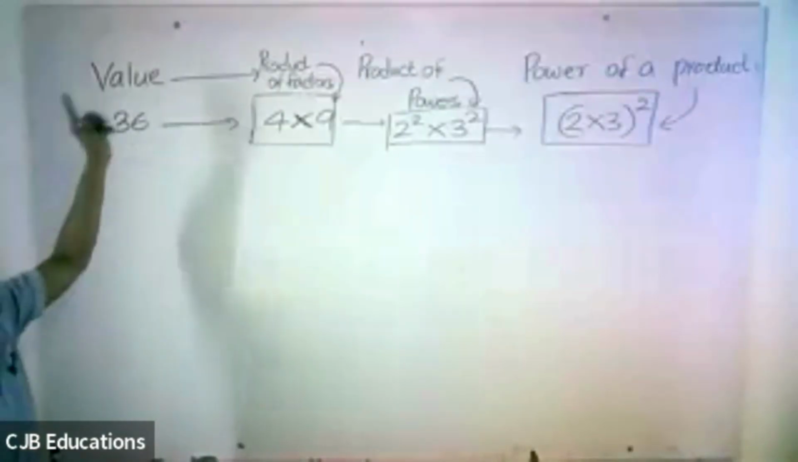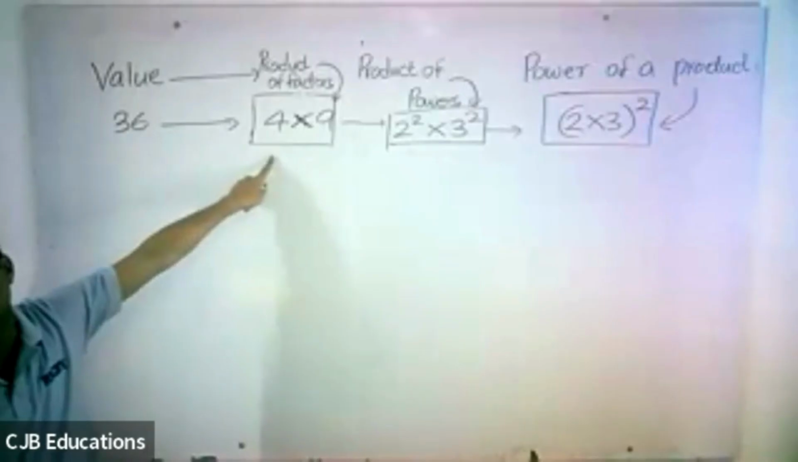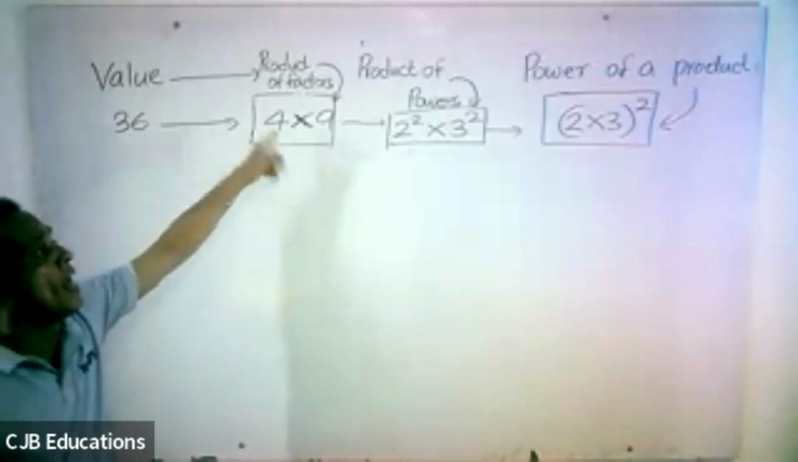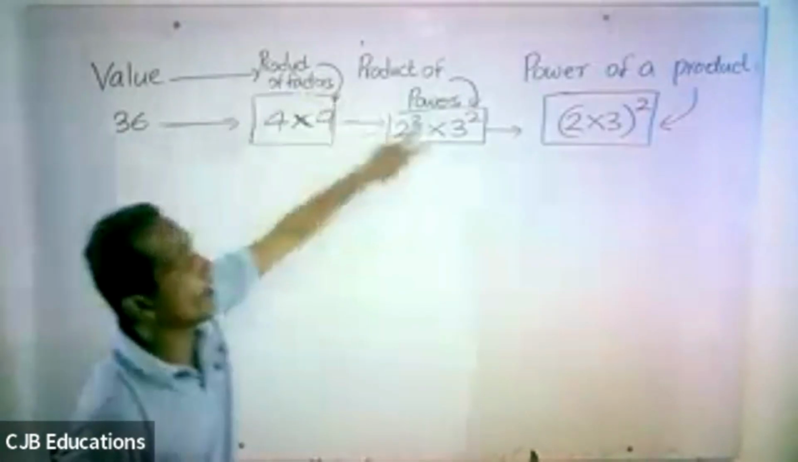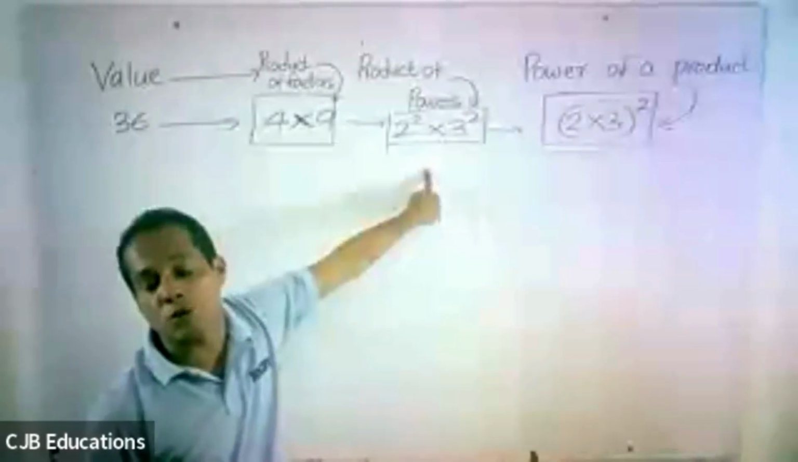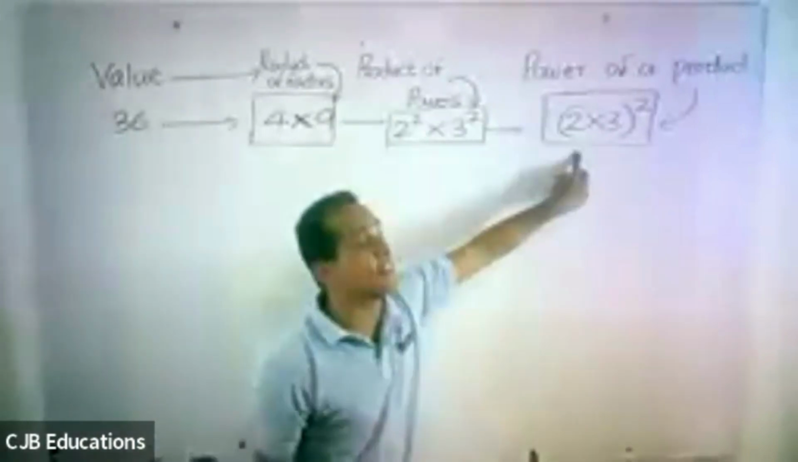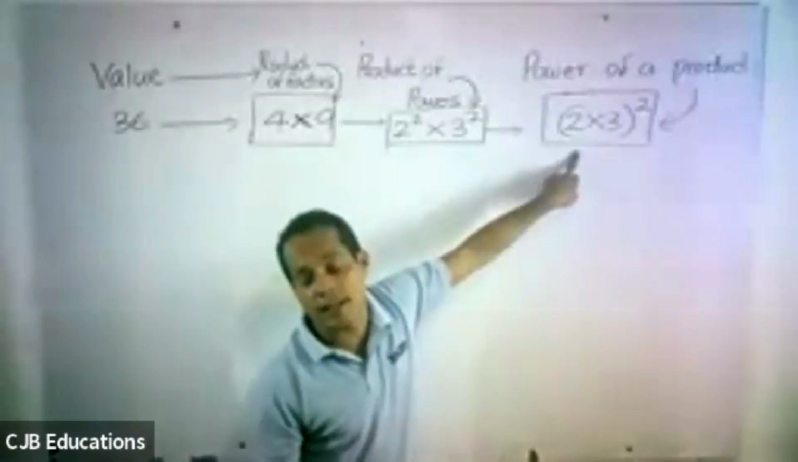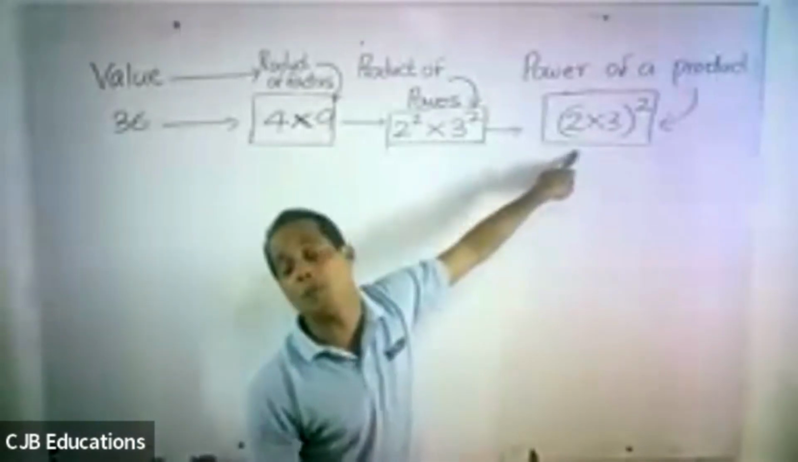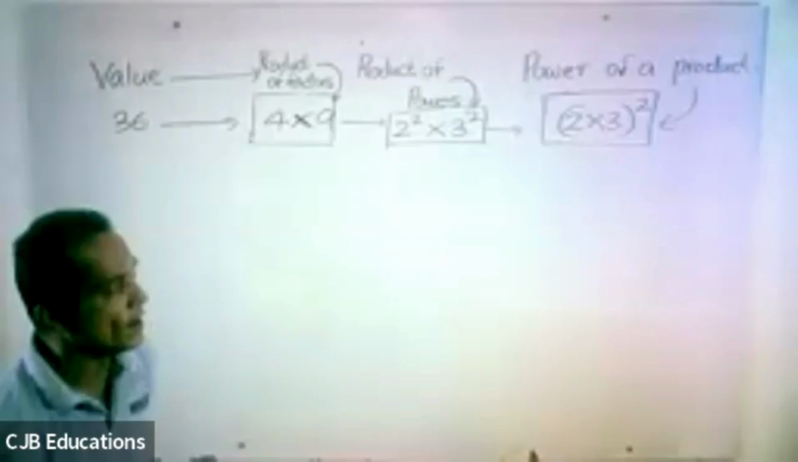The value 36, I got it as the product of factors 4 times 9. And then I got it as 2 to the power 2 into 3 to the power 2 as a product of powers. And then I got it as a power of a product, 2 times 3 all to the power 2. Is it clear? Given in this state.